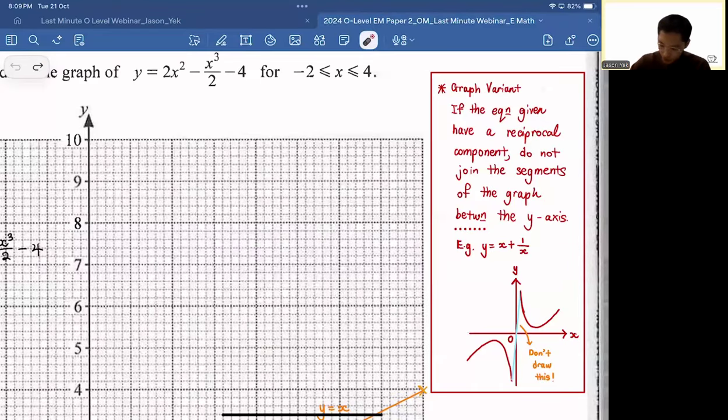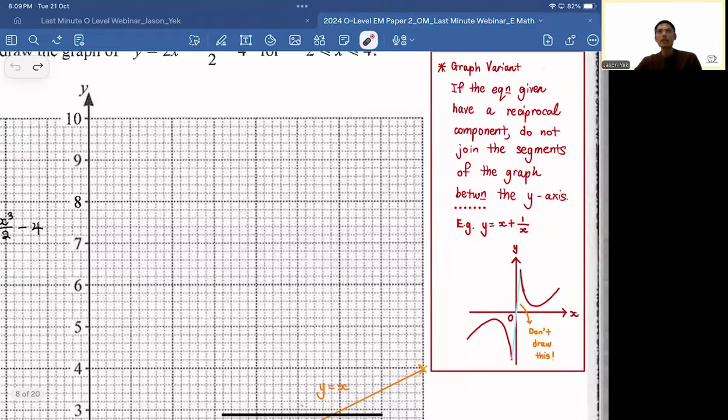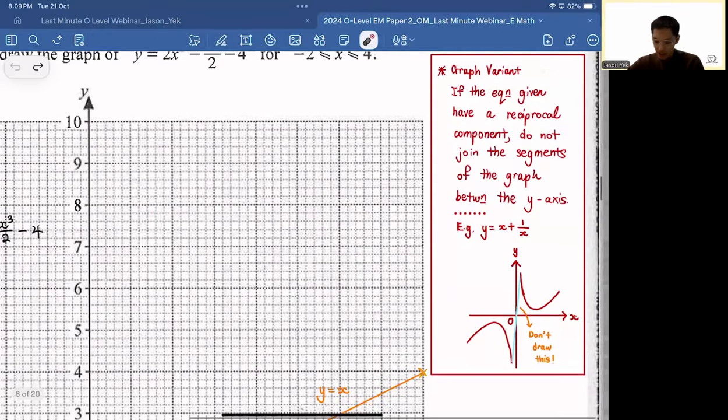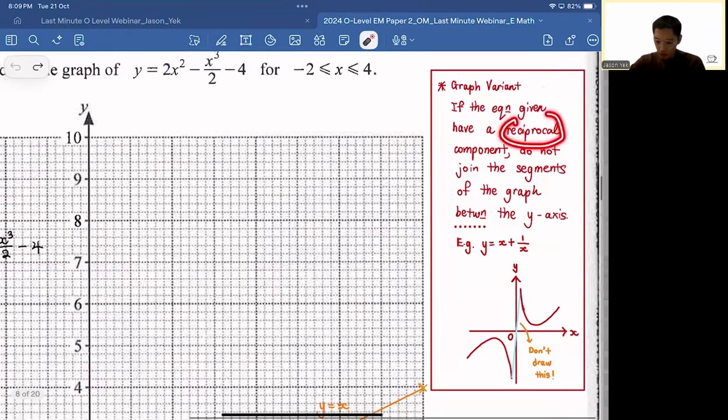Why? If you have a reciprocal, please do not join them together. Because if you ask yourself, this part here is when x is equals to 0, you type in your calculator 0 plus 1 over 0, you're going to get a math error, which means that there are no values that exist. So if you have a reciprocal component, just a variant, not to memorize, don't join the segments.